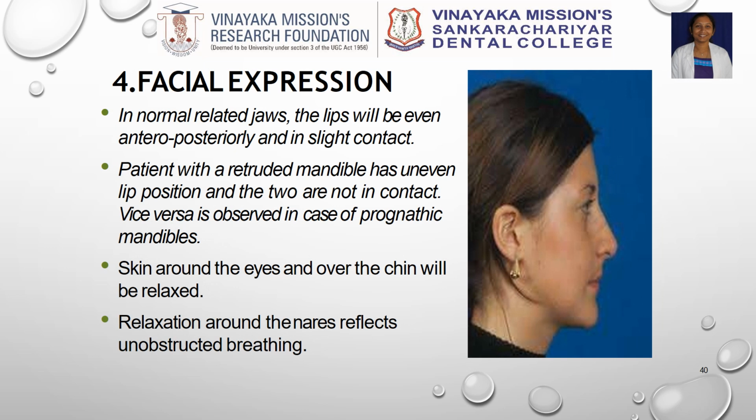Once the aesthetics has been achieved, we have to check for the facial expressions. In normally related jaws, the lips will be in a normal anteroposterior position. When there is some problem in the vertical dimension, there might be a retrusion of the mandible or prognathic mandible. The skin around the eyes and the chin should be in a relaxed position. The nares should be in a relaxed position, which says that it is in an unobstructed breathing condition.